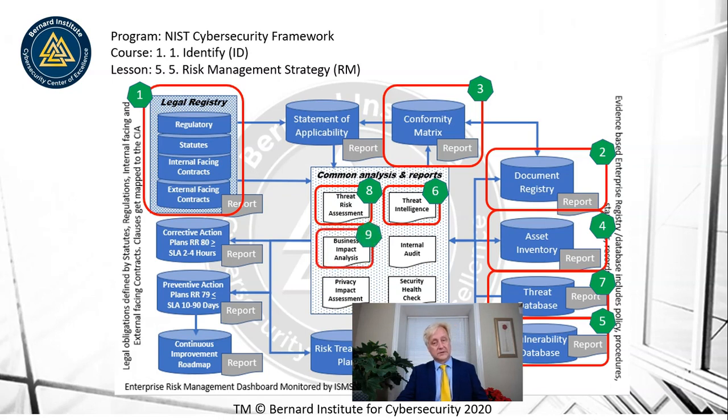We can also do business impact assessments. This is a more traditional way to determine the impacts of the loss of confidentiality, availability, or integrity to our systems. And once we do the threat assessment or the business impact assessment, we may take an action plan. If the governance committee agrees to treat the risk, we create an action plan. It goes into the corrective action plans for risk ratings equal to 80 or greater, and the SLAs are 2 to 4 hours to resolve those.